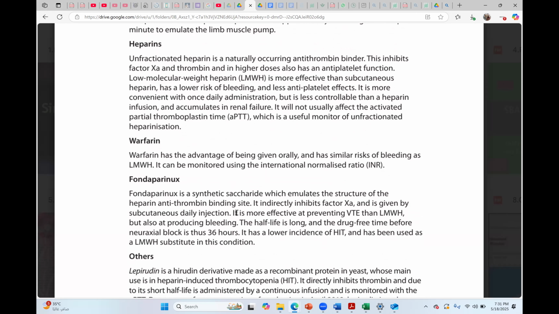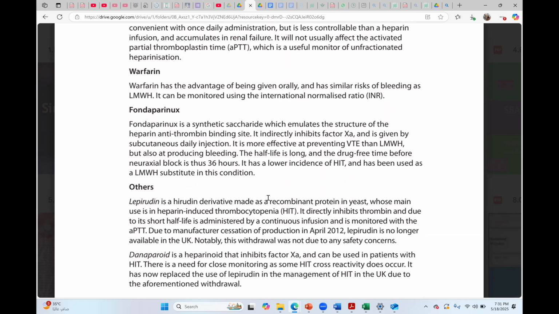But for low molecular weight heparin, the test we need to do is the factor 10A assay. Actually, we cannot reliably monitor low molecular weight heparin. For warfarin, it is the PT or INR. And what is the reversal of warfarin?